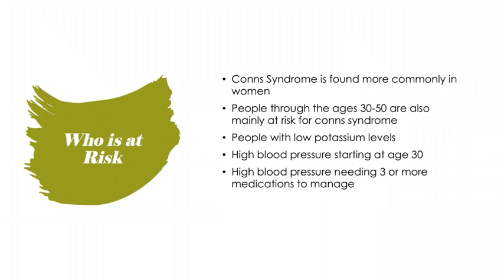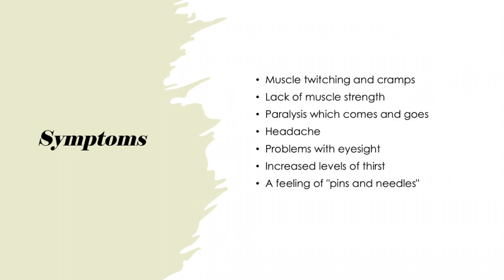Conn syndrome is found more commonly in women, but people within the ages around 30 to 50 are also more at risk. In some other cases, people with high blood pressure starting at the age of 30, low potassium levels, and people needing 3 or more medications for high blood pressure can all be at risk. Symptoms include muscle twitching and cramps, lack of muscle strength, paralysis, which comes and goes, headache, problems with eyesight, increased levels of thirst, and a feeling of pins and needles.